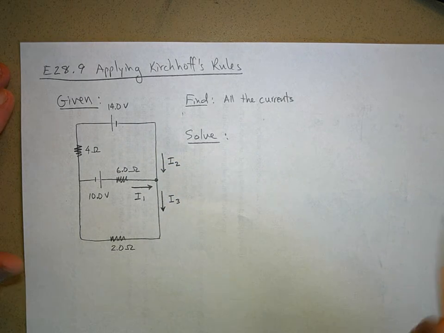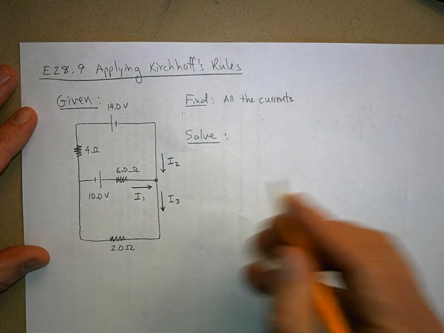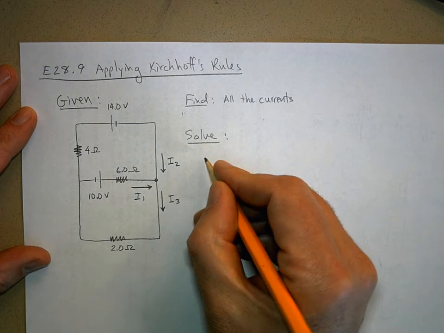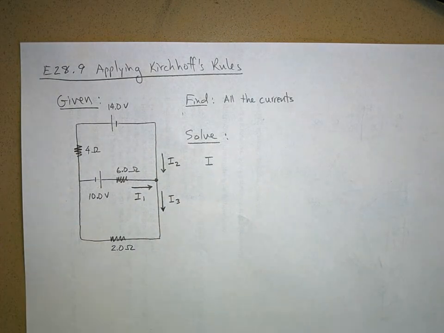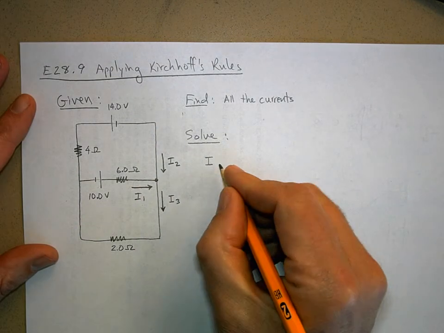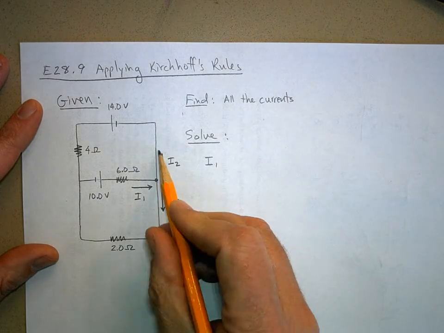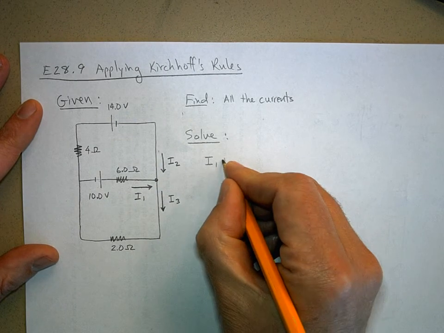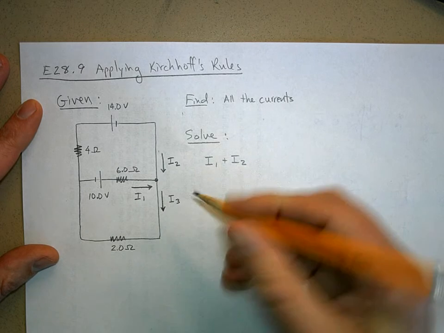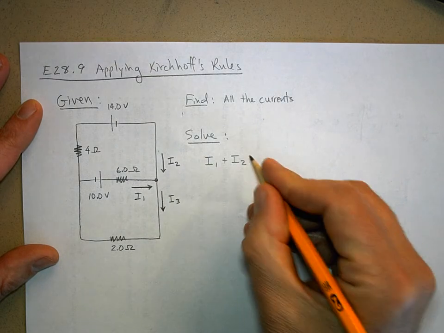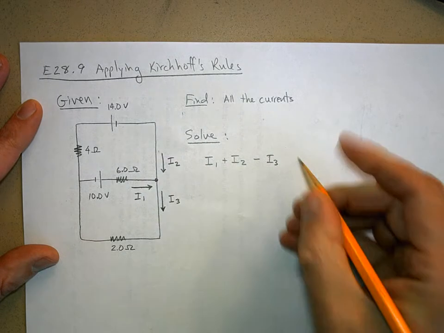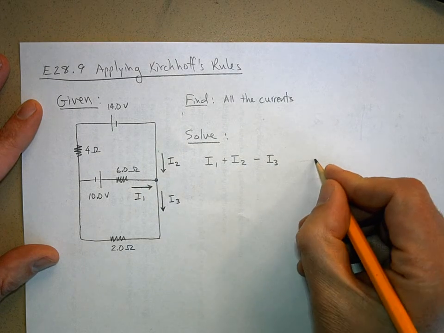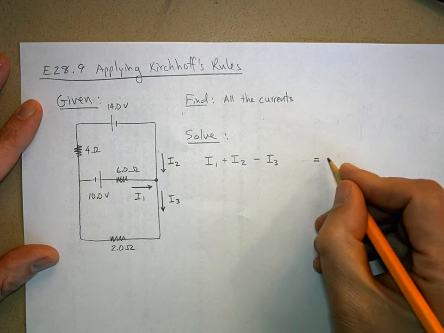We're going to use the junction rule to come up with an equation. I1 is coming in. So anything that's going to come into the junction, it's adding charge to the junction, I'm going to make that positive. I1 plus I2, because that's coming in. But I3 is leaving the junction, so I'm going to make that negative. I'm going to leave some space here, equals 0.